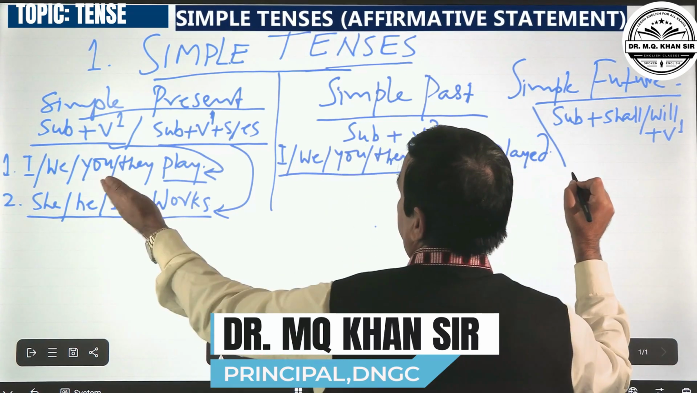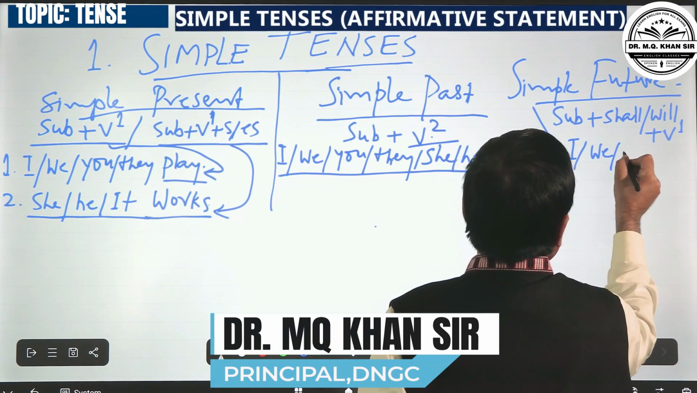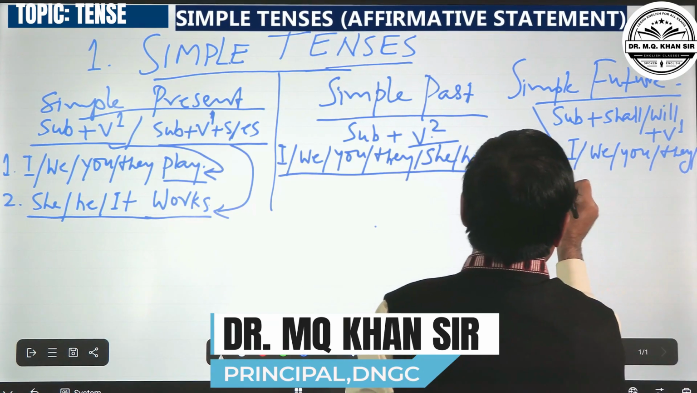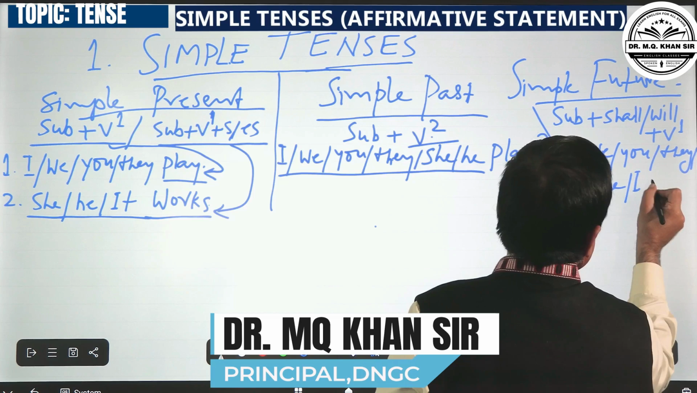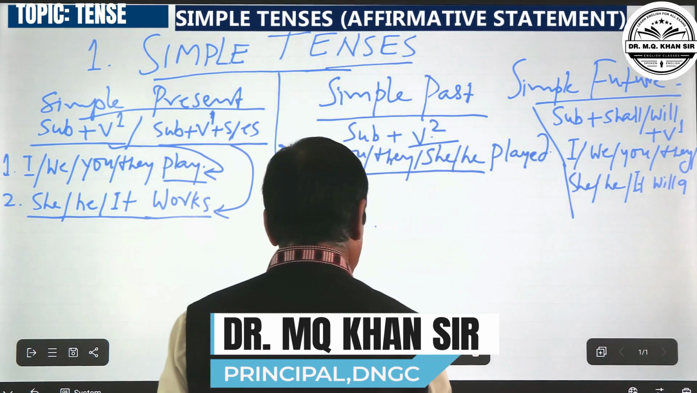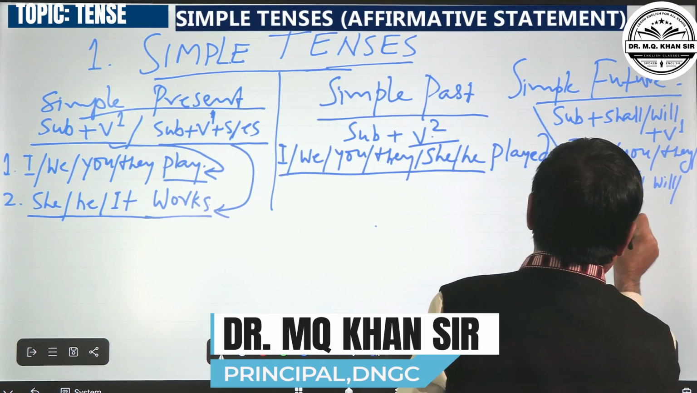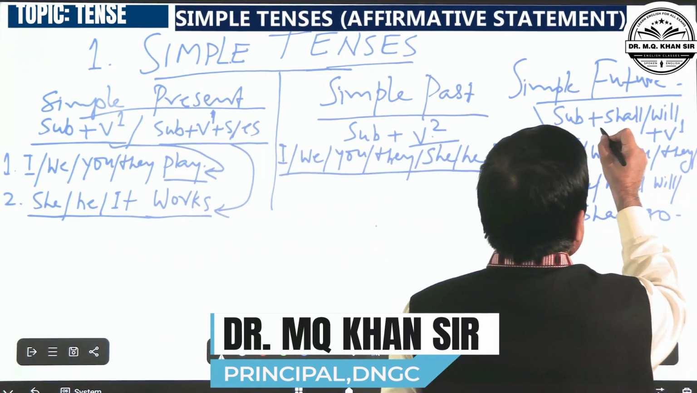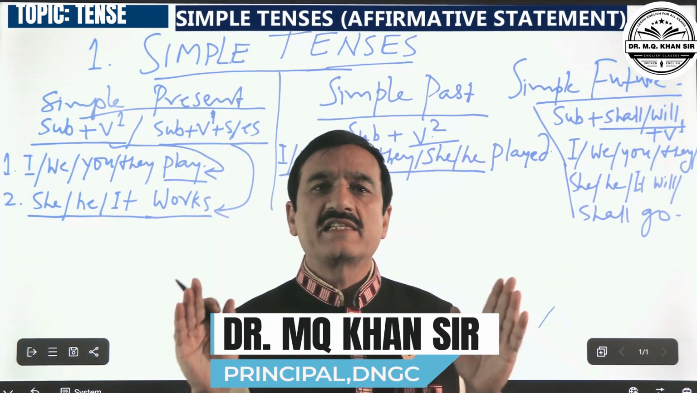V1. So this same verb we will use. I, we, you, they, she, he, or it will or shall go. Here one thing is to note that usually shall is used when subject is first person singular or plural.